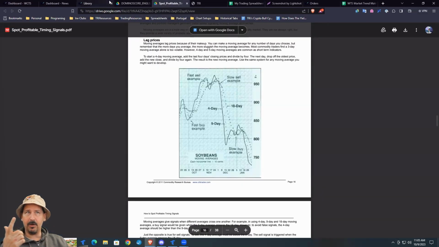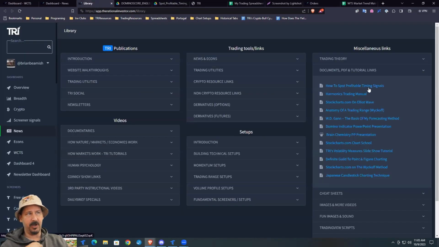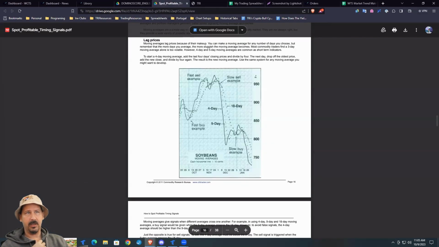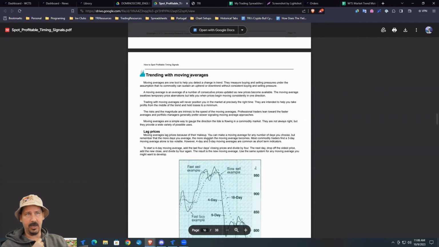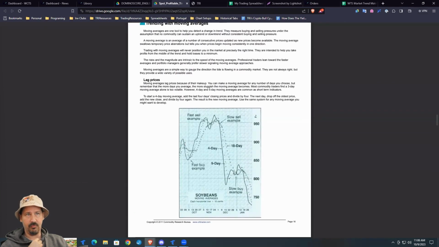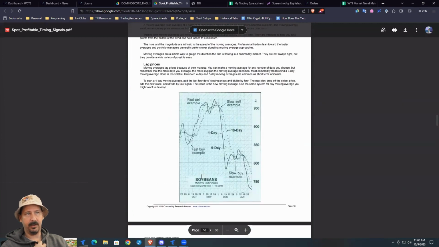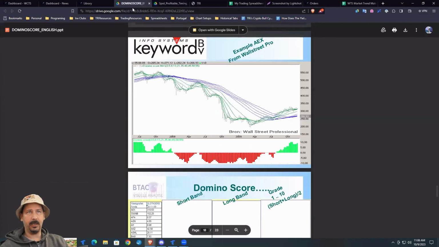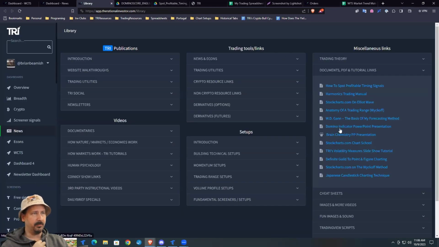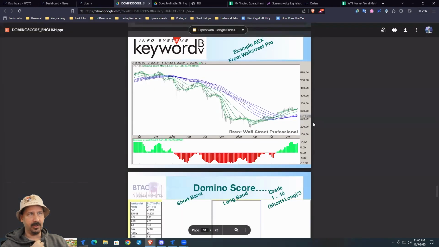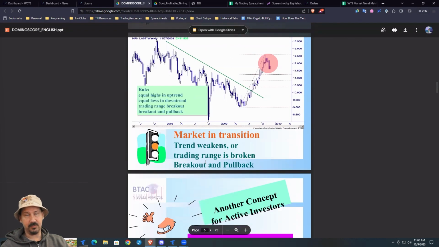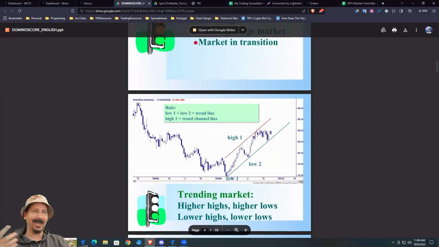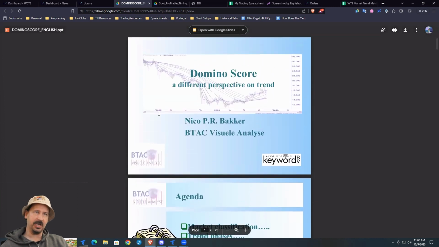You should be able to go into the library, right? How to spot profitable timing signals. This is in here. You want to do some self-study? Trending with moving averages. Read this, commit it to memory, understand how this works. Then come into the library again, pull up Domino Indicator, read this. Just understand how this works. Or if you want a guided education, take the education program.